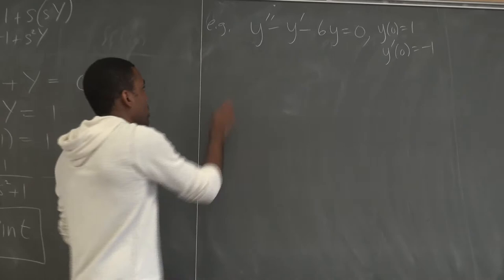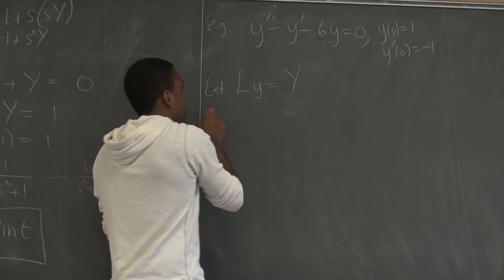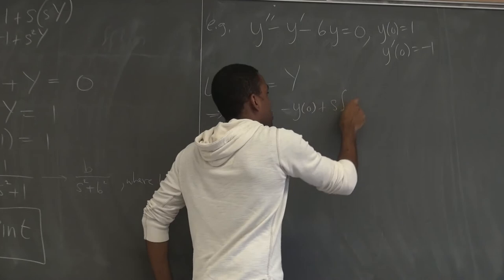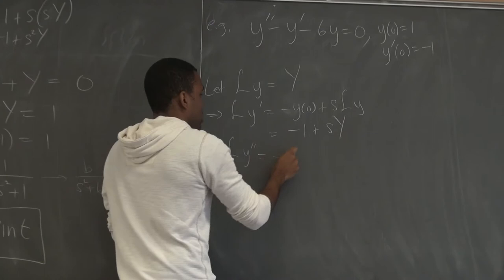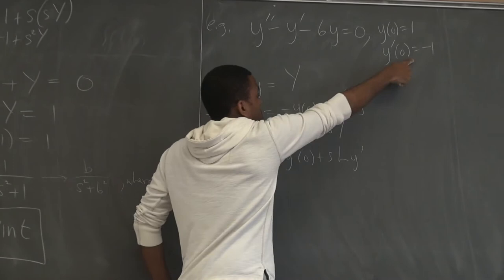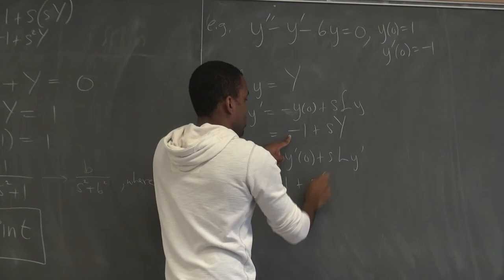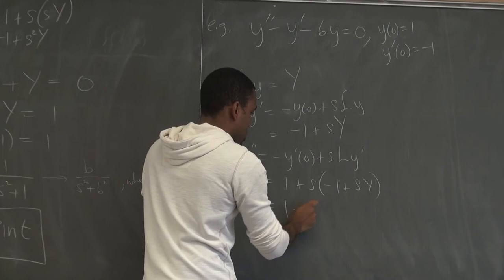Let Laplace transform of y be y. This means the Laplace transform of y prime is minus y of 0, plus s times Laplace transform of y. Y of 0 is 1, so minus 1, plus s, y. This means the Laplace transform of y double prime is minus y prime of 0, plus s times the Laplace transform of y prime. Y prime of 0 is minus 1, so this becomes plus 1. Laplace transform of y prime is this, so it's minus 1 plus s, y. So ultimately this is 1 minus s plus s squared y.